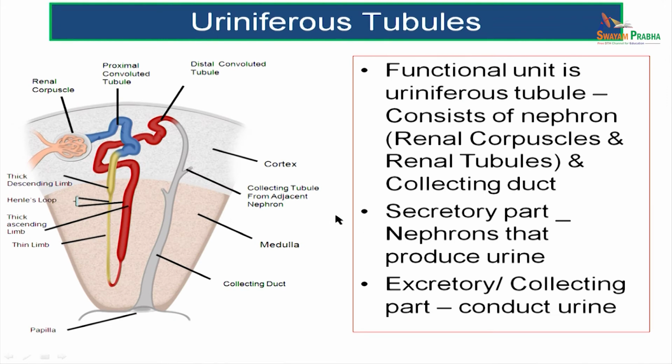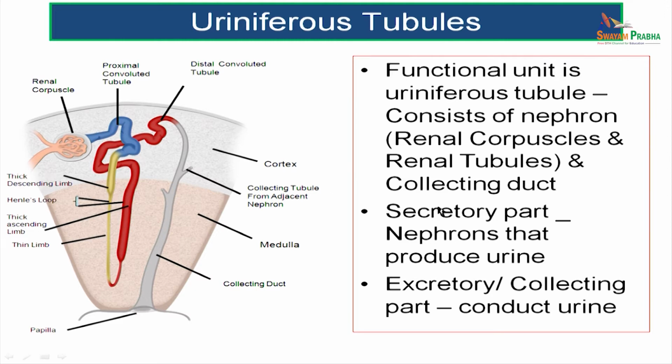Before going into the histological structure of each of the structures in the cortex and medulla, let us first define what is uriniferous tubule. The functional unit of kidney is uriniferous tubule. As you can see from this picture, the uriniferous tubule consists of nephron and collecting duct. Nephron consists of renal corpuscle and renal tubules. So, nephron and collecting duct together are called uriniferous tubules.